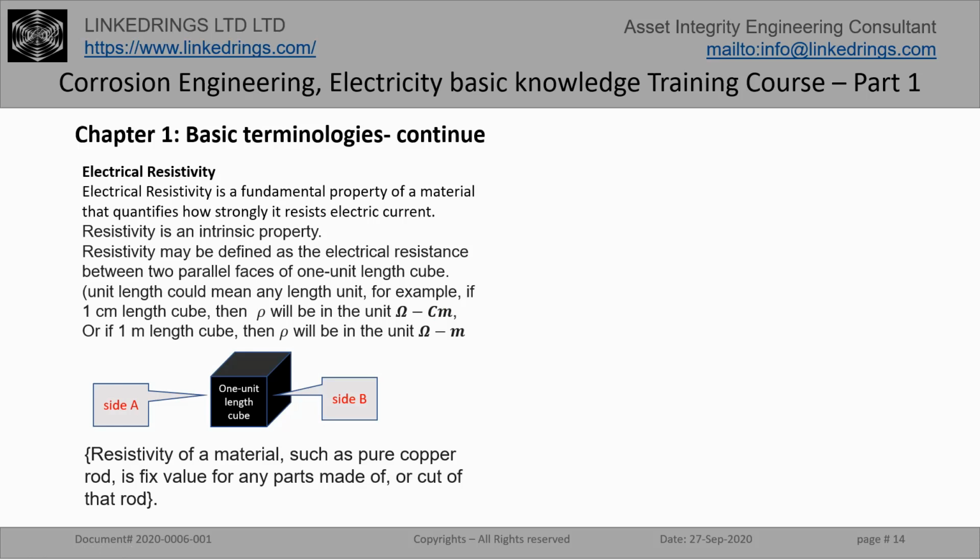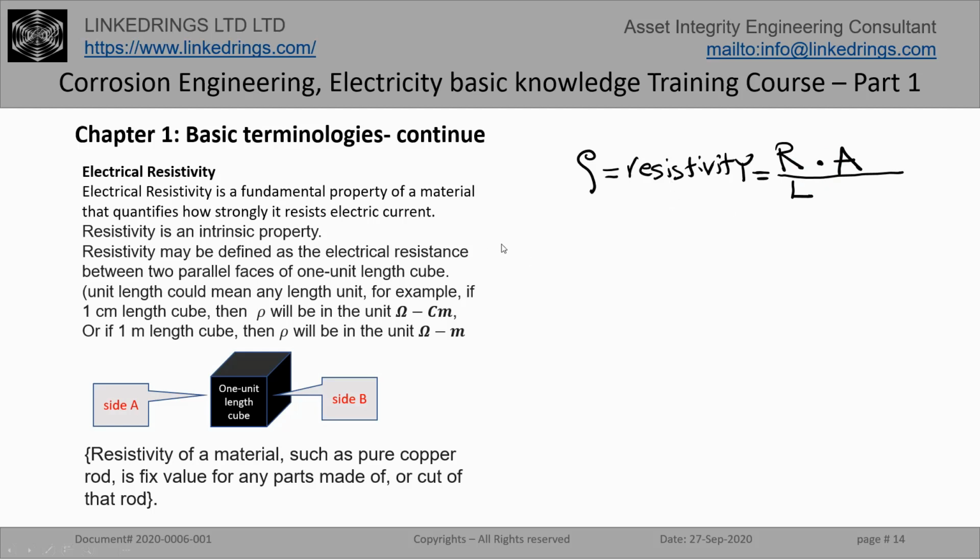Resistivity of a material, for example, a pure copper rod, is a fixed value for any parts made of or cut off that rod. It does not depend on the shape of the cutting. It is an intrinsic property, a natural property. Resistivity, this is the symbol for resistivity, rho, equal to resistance times the cross-sectional area divided by the length. If you notice here, the unit for the area is square length unit divided by length unit. So that's why finally it will be ohm meter or ohm centimeters.